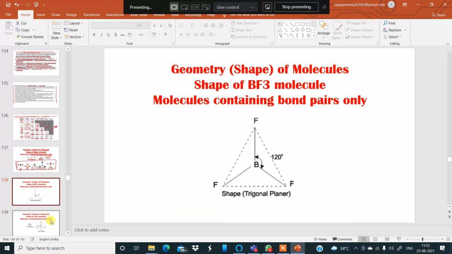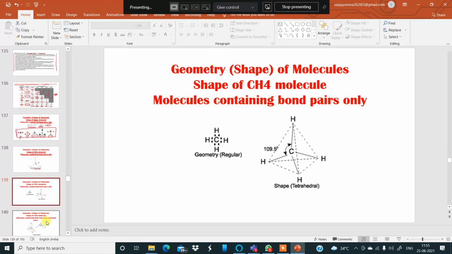Then the next shape is for shape of boron trifluoride, molecules containing bond pairs only. Second example. So boron trifluoride, I told you that time also, it has a trigonal planar geometry. Trigonal planar geometry on the same plane. Okay. Then moving to the next one.